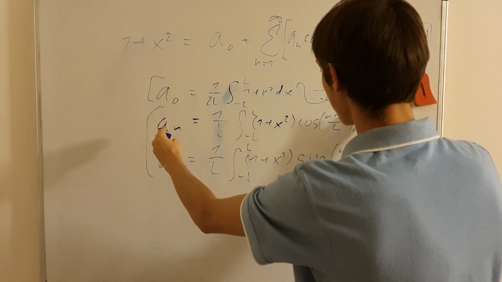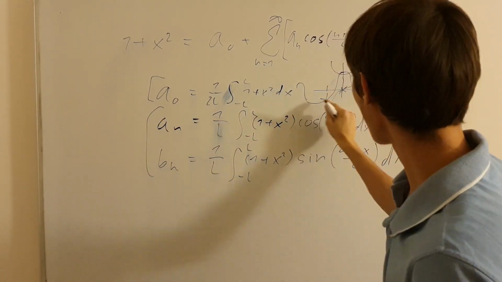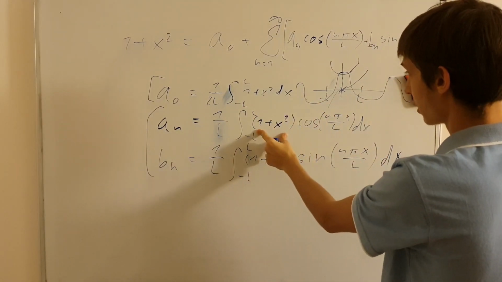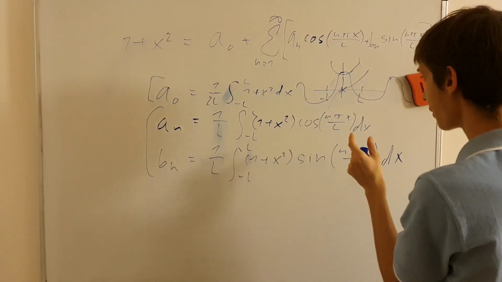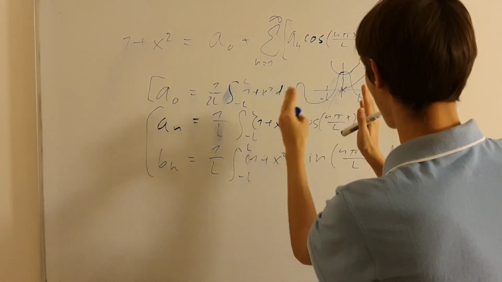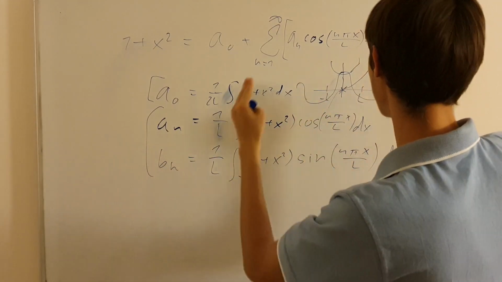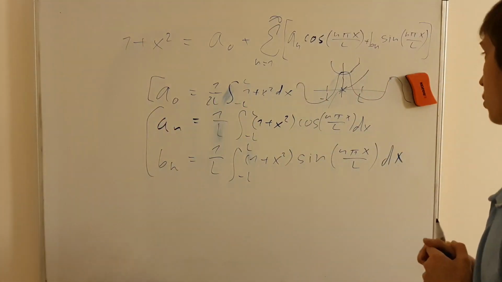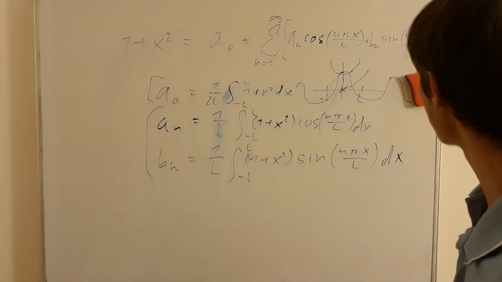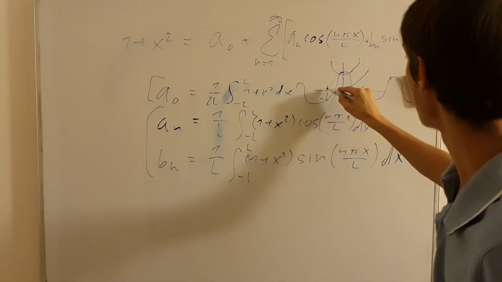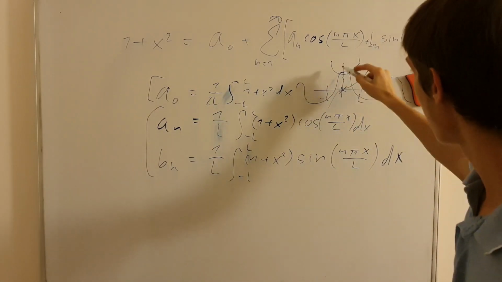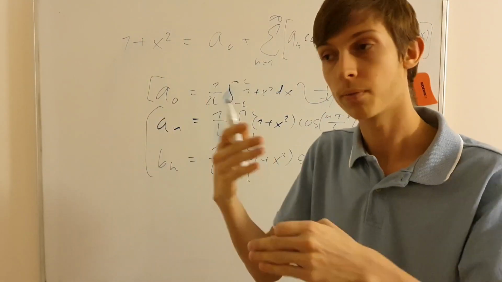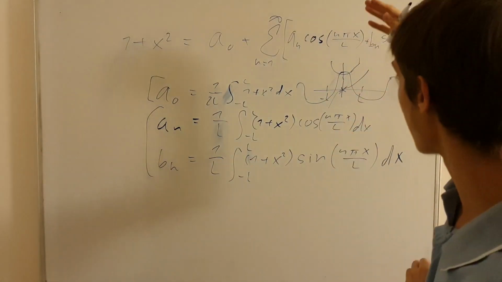So in the case of A sub n, the product of my 1 plus x squared, which is even, and cosine, which is even, is still an even function. That's my rule: when two even functions are multiplied by each other, they give a new even function. Because of that, this term does not reduce to 0. Although it's on this symmetrical interval, it will be this entire area, whatever it is on both sides of the y-axis, and it will be positive on both sides, so it won't subtract itself from itself.